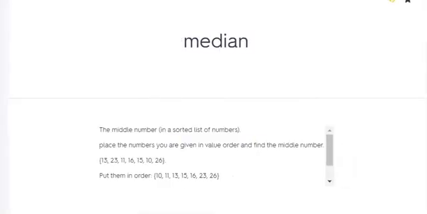Median. The middle number. Place the numbers you are given in value order and find the middle number. 13, 23, 11, 16, 15, 10, 26. Put them in order: 10, 11, 13, 15, 16, 23, 26. The middle number is 15, so the x is 15.